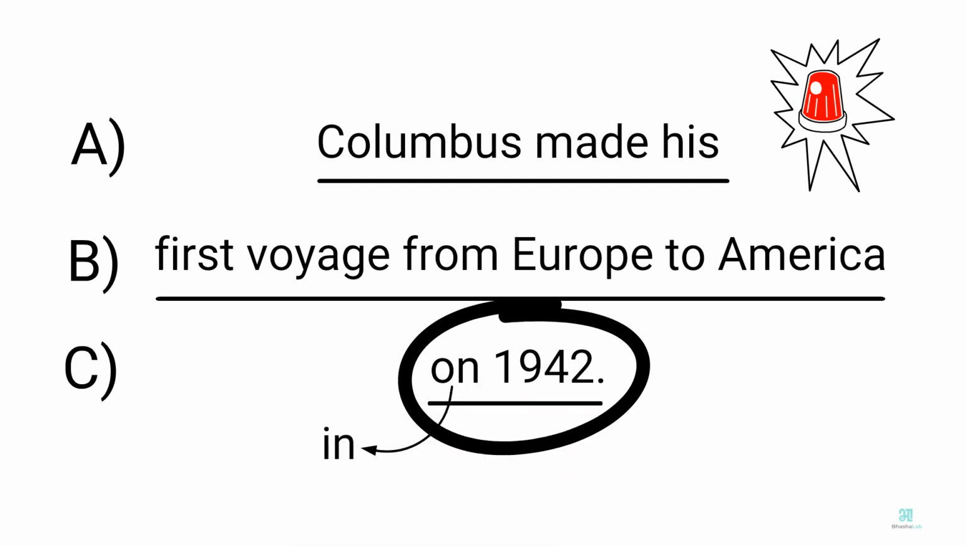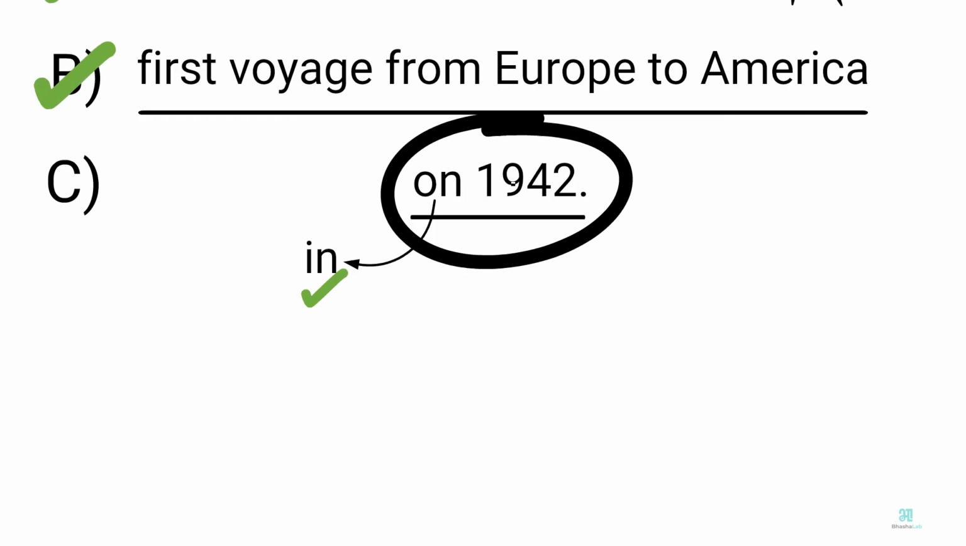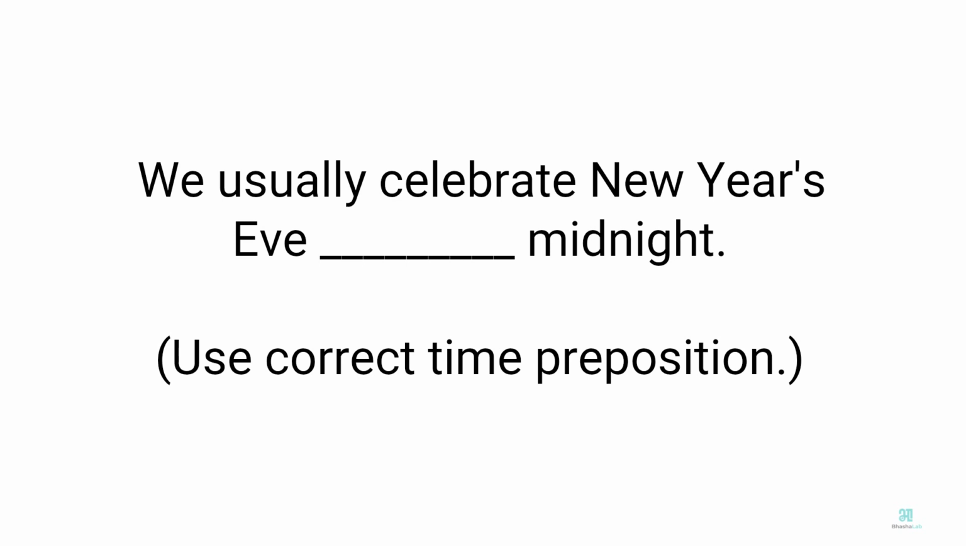As we learned earlier, in is used when referring to a specific year, while on is used for specific days or dates. So, in this case, in is the correct preposition to use. Parts A and B, Columbus made his and first voyage from Europe to America, are both grammatically correct and do not contain any errors. Now, here's a fill-up question for you to test your understanding of time prepositions.